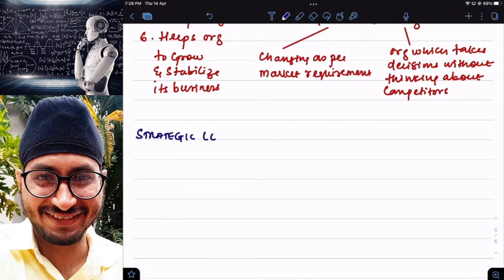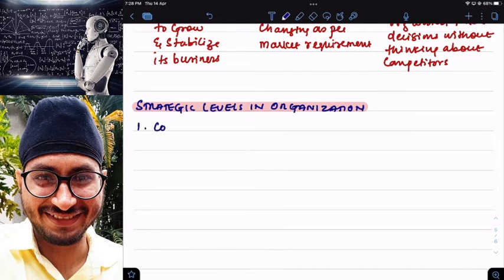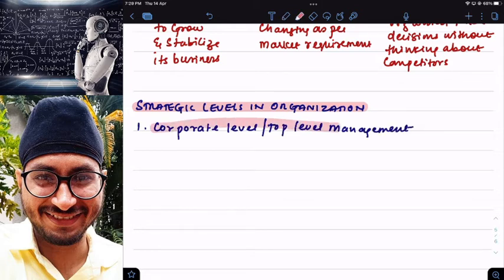Strategic levels in organization. How many levels are there? 3 levels: top level management, middle level management, lower level management. First will be corporate level or top level management. Top level management is also called corporate level management.